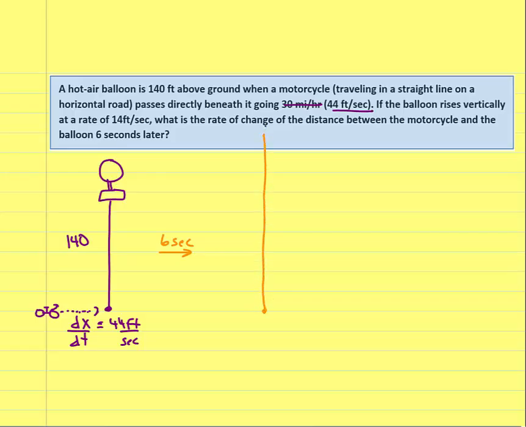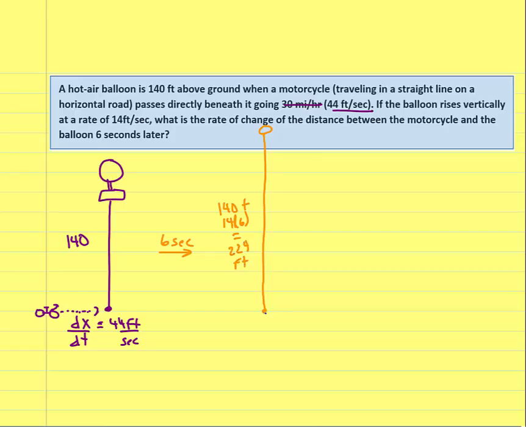We'll say this is my balloon up here. And what is this new height? Well, it was 140, but then it kept rising, and it's rising at a rate of 14 feet per second, and it traveled for 6 more seconds. So 140 plus 14 times 6 is going to give us that new height of 224 feet.